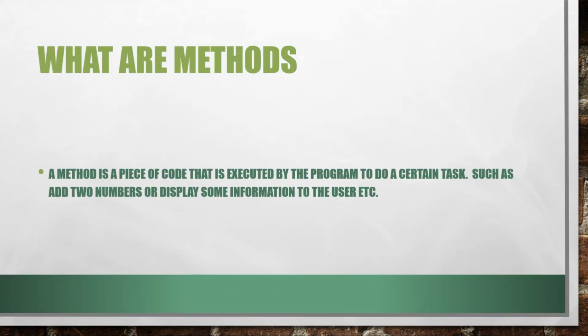Well, a method is a piece of code that is executed by the program to do a certain task, such as add two numbers or display some information to the user, etc. So a method is just basically a piece of code that we write, and that piece of code just does a specific task. So it can be add two numbers, display some information, calculate the cosine of an angle, anything, right?